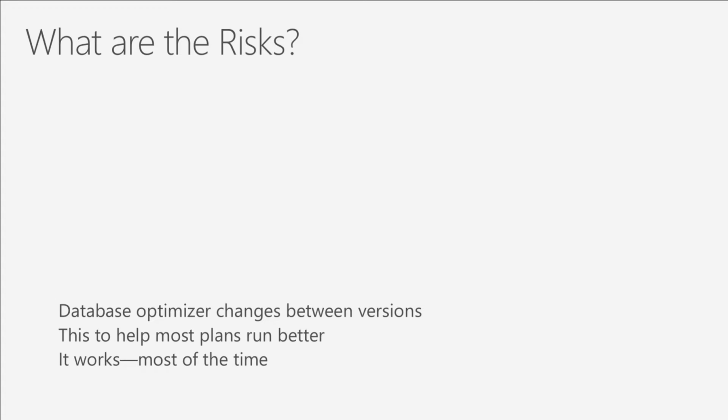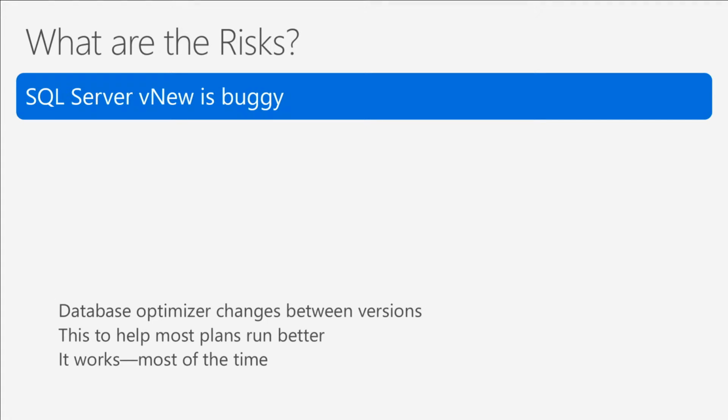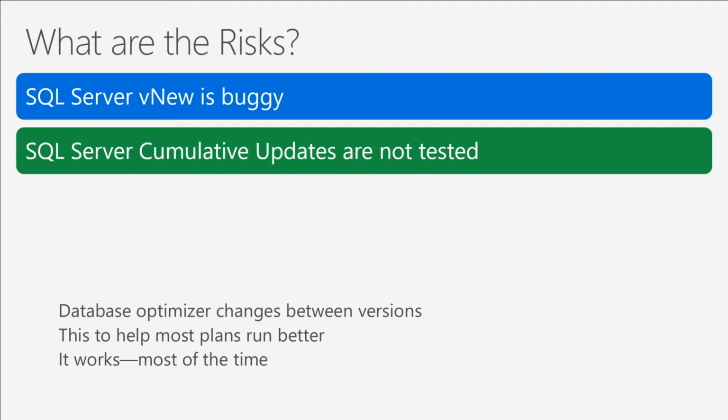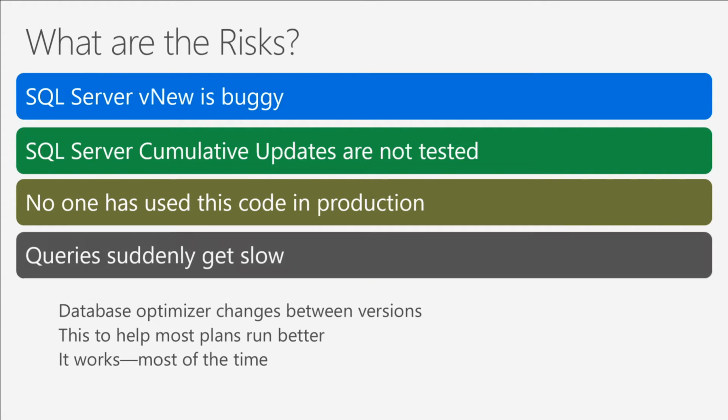So what are the risks of upgrading? SQL Server vNew is buggy. Common thing. SQL Server cumulative updates are not tested. We talked about that. No one has used this code in production. And then finally, the last thing, and I need to fix that last bullet there, the queries suddenly get slow.